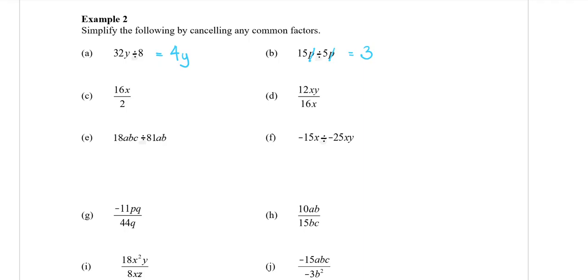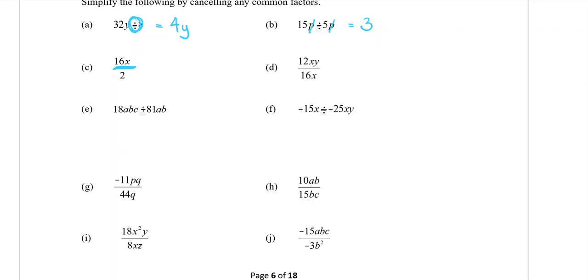Divides can be written as a divide symbol or they can be written as a fraction. So C and D here, even though they're fractions, we are still dividing. So 16 divided by 2 is 8, and because it's only one x, the x will stay in the answer. So 8x. D, 12xy divided by 16x.